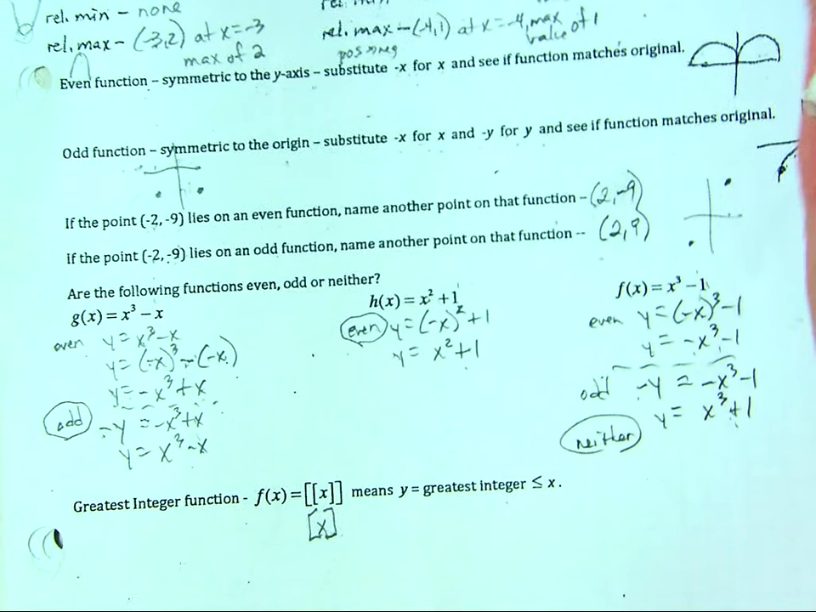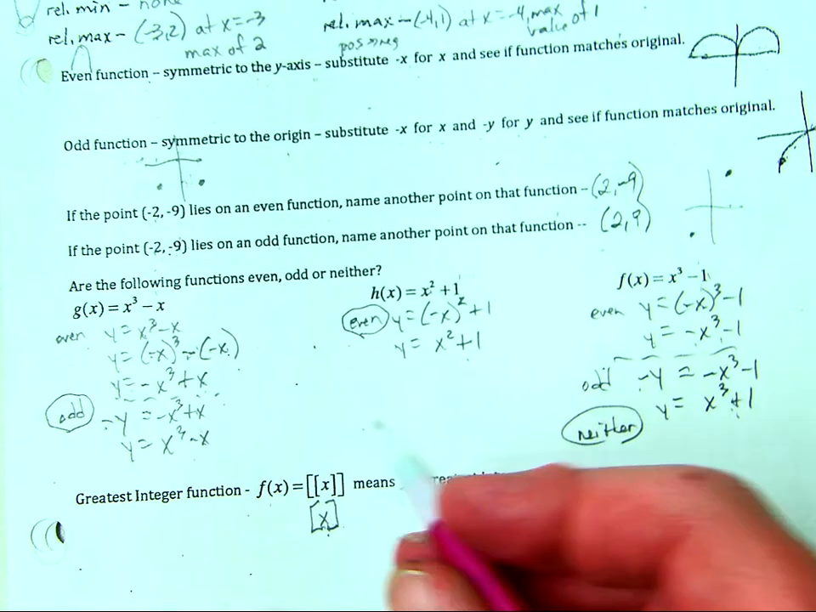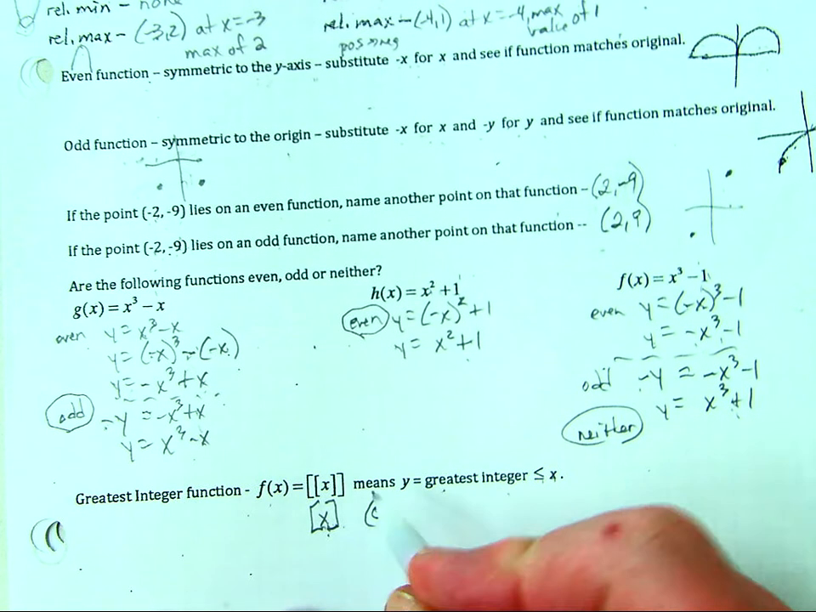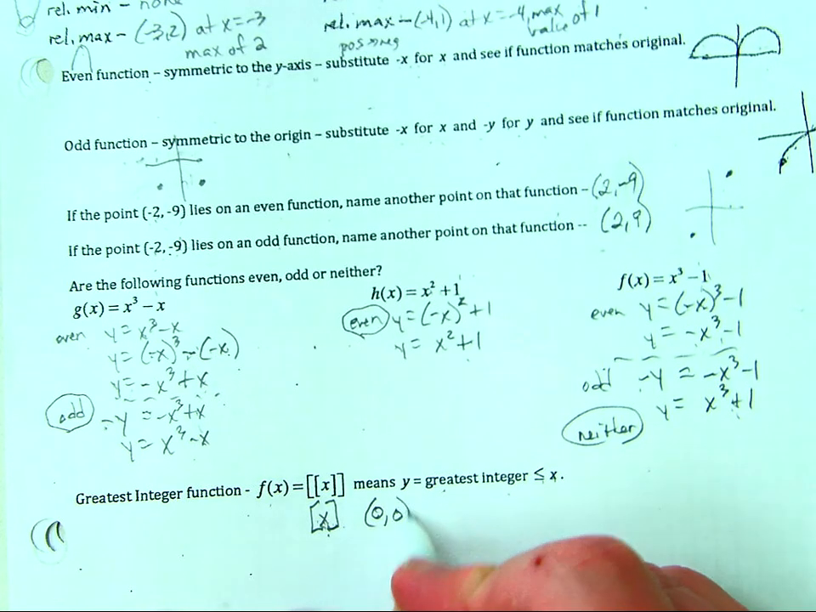It seems weird, but this one shows up all of the time in real life, all of the time. This means that y is the greatest integer less than or equal to whatever x is. Remember, an integer is a positive or negative whole number. So here, if you plug in integers like 0, well, the greatest integer less than or equal to 0 is 0.